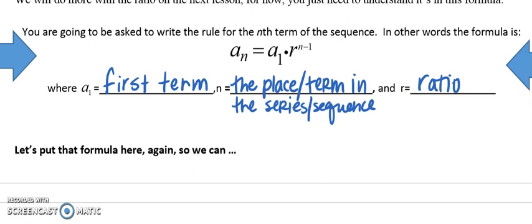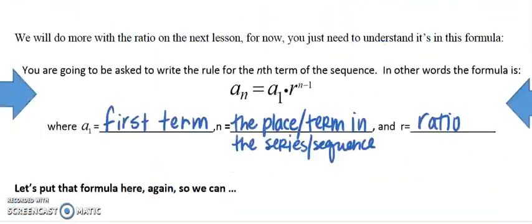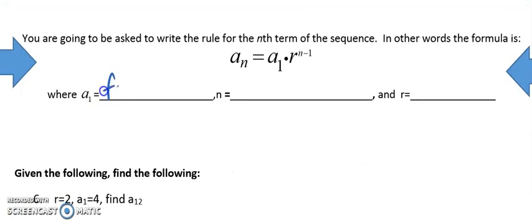All right? There it is. Let's put the formula on here again. Boom! Let's do it one more time. That way we don't have to go like this every 5 seconds. All right? So, first term.